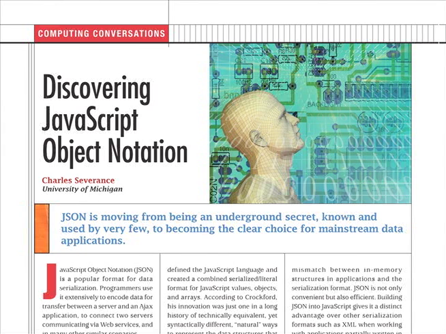In a sense, Brendan Eich, profiled in Computer's February issue, invented JSON when he defined the JavaScript language and created a combined serialized literal format for JavaScript values, objects, and arrays. According to Crockford, his innovation was just one in a long history of technically equivalent yet syntactically different natural ways to represent data structures that programming languages use.